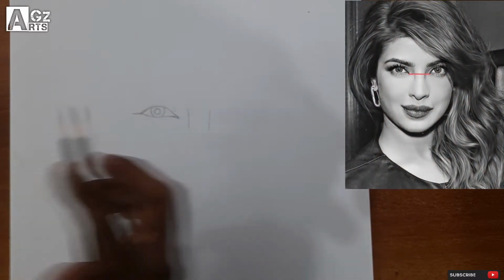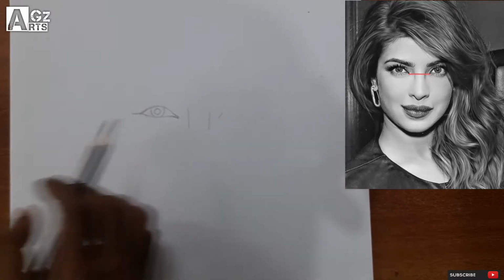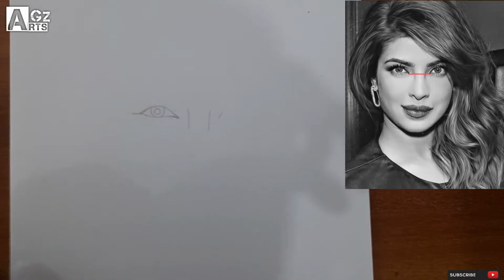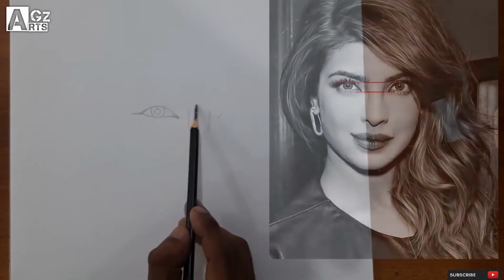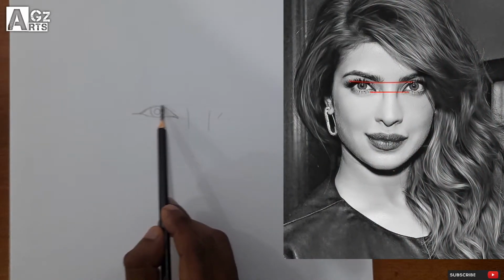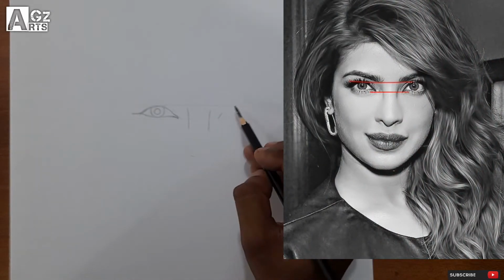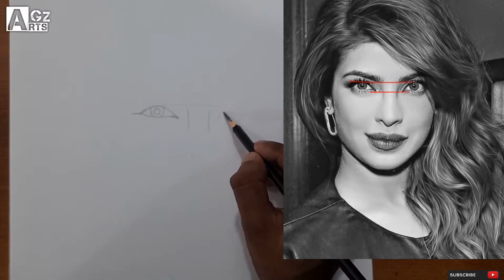Now I'm gonna draw the second eye on the same line. Since both eyes are at the same level, you can draw a straight line on the top of the eye. So the second eye would be in between two lines.